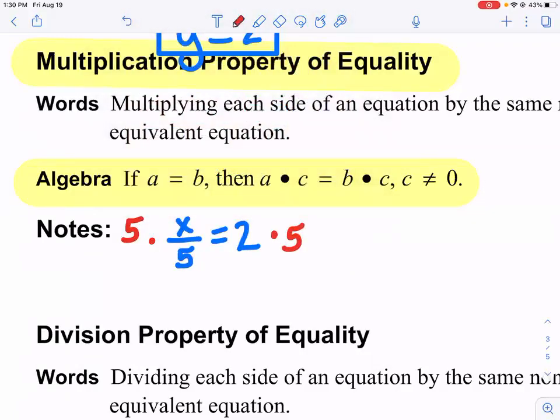Okay, so we have 5 times x divided by 5, which is just x. And then we have 2 times 5, which is 10. And Holden, is 10 divided by 5 equal to 2?